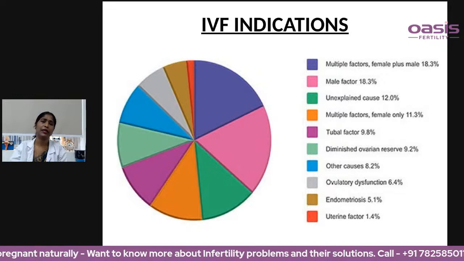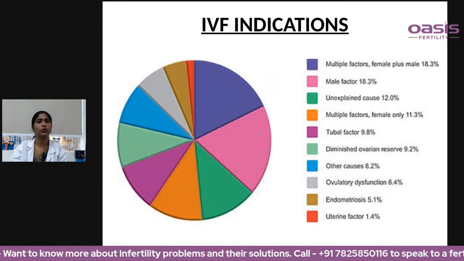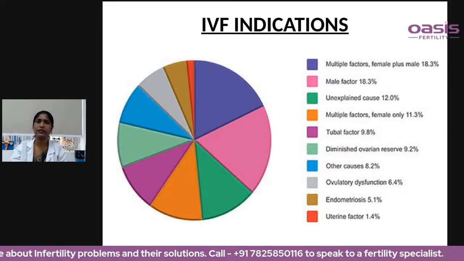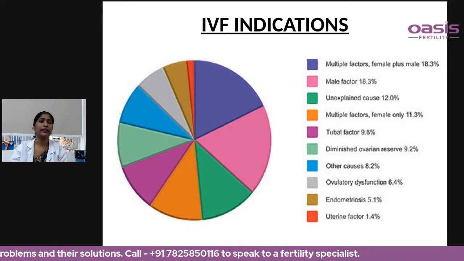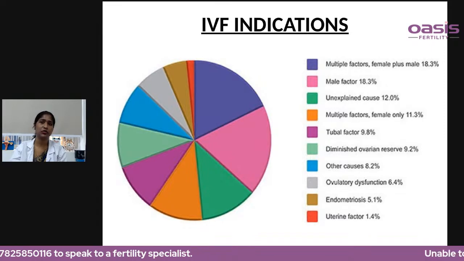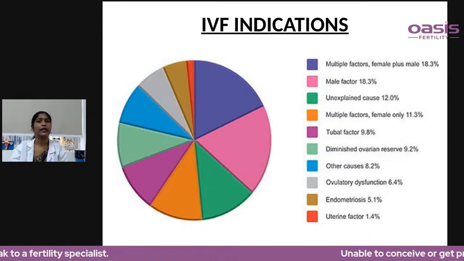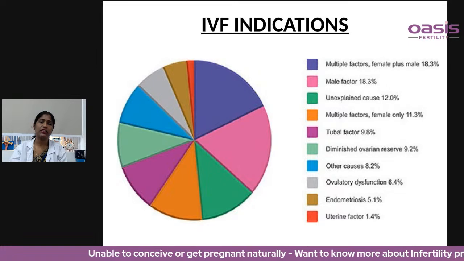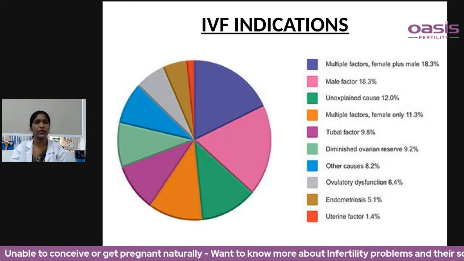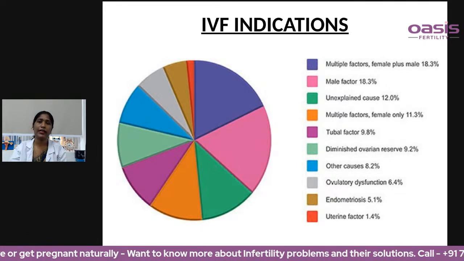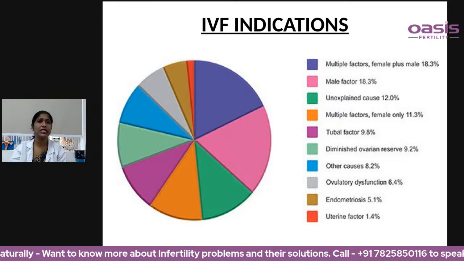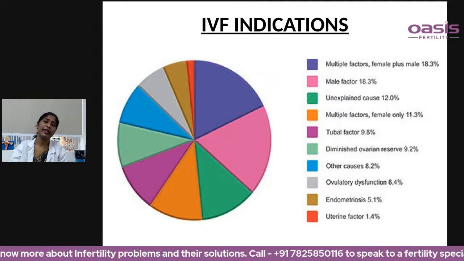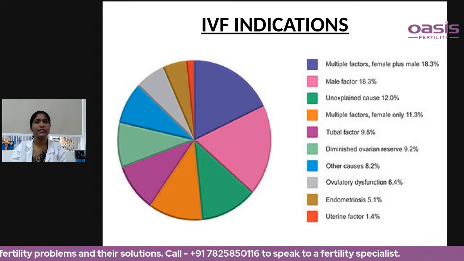Then, a major part is contributed by an unexplained cause, that is, both male and female have no identified reason for infertility, and they might have failed multiple IUI cycles. Then the best line of treatment is IVF. Again, multiple factors could be there in the female. There could be a tubal factor, a diminished ovarian reserve, or ovulatory dysfunction. This is very common in conditions like PCOS, or if a woman is overweight or has thyroid problems, so the ovulation is not happening properly. There again, IVF can help. And then endometriosis and uterine factors.